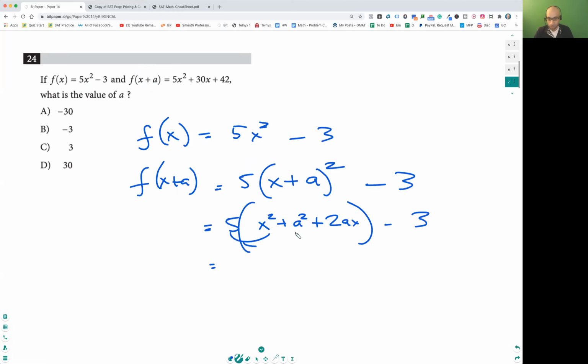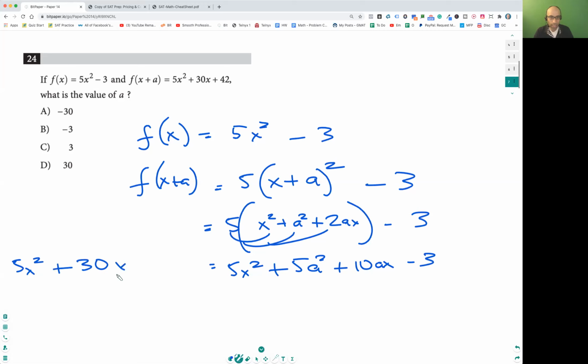Okay, and then you can distribute this inside. So you get 5x squared plus 5a squared plus 10ax, right? Minus 3. Okay. So just plug it in here. That's all you got to do. Just take this and put it in here. Okay, and then you're gonna have 5x squared plus 30x plus 42, right?